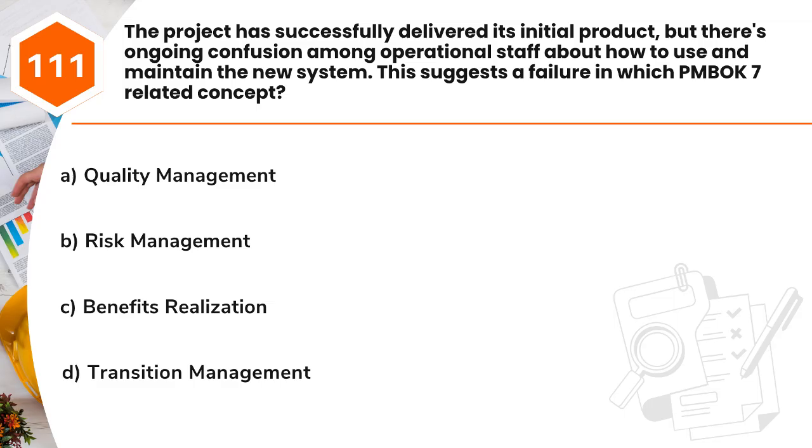Question 111. The project has successfully delivered its initial product, but there's ongoing confusion among operational staff about how to use and maintain the new system. This suggests a failure in which PMBOK 7 related concept. A. Quality management. B. Risk management. C. Benefits realization. D. Transition management.